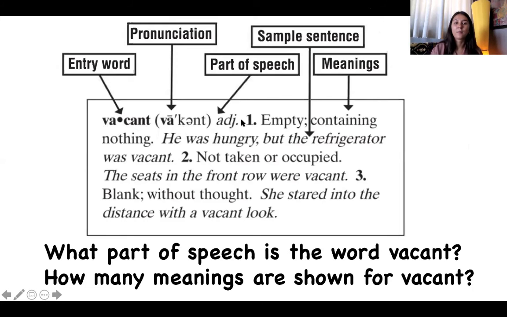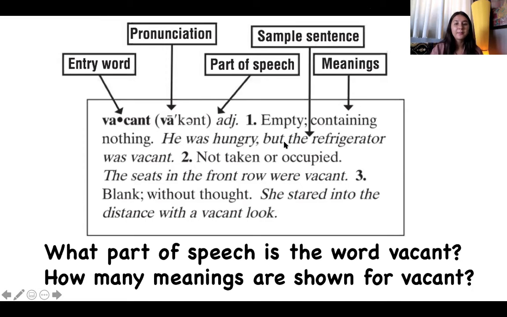Here we have our part of speech. What does ADJ stand for? Ruby, go ahead. I think ADJ means adjective. Good girl, well done. It does. It's an abbreviation for the word adjective. Then we have the meanings. Number 1, empty or containing nothing. Then we have a sample sentence for each meaning.